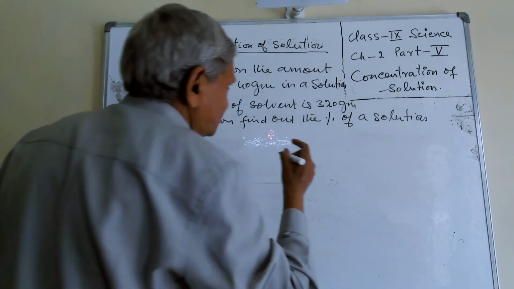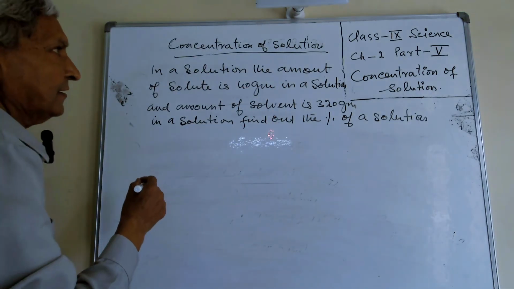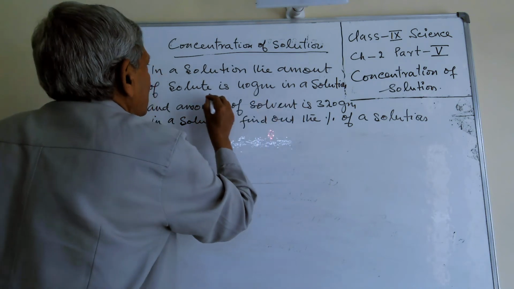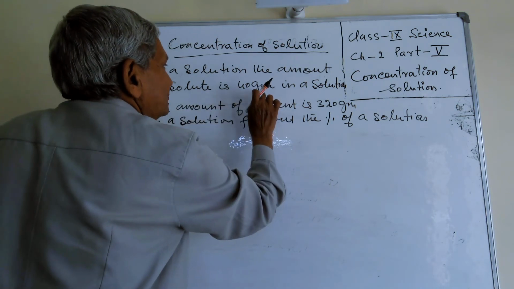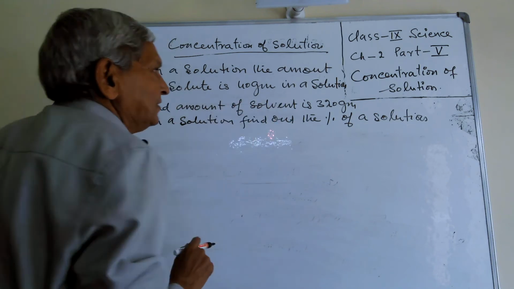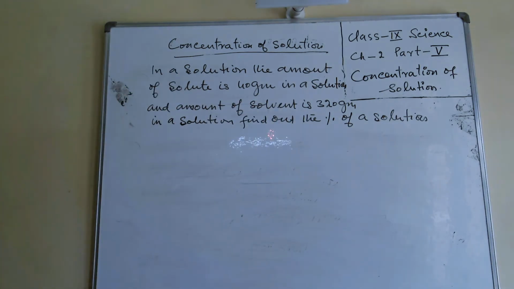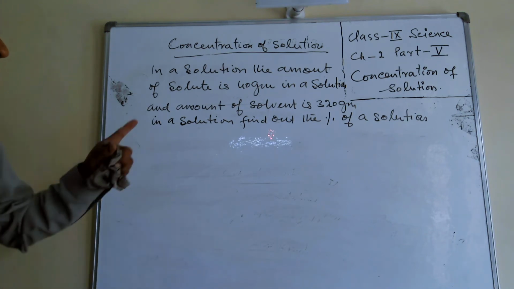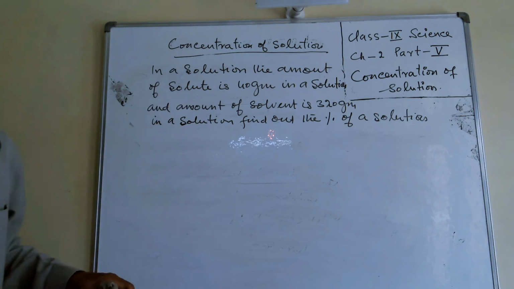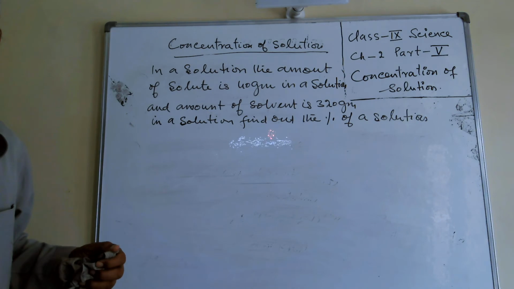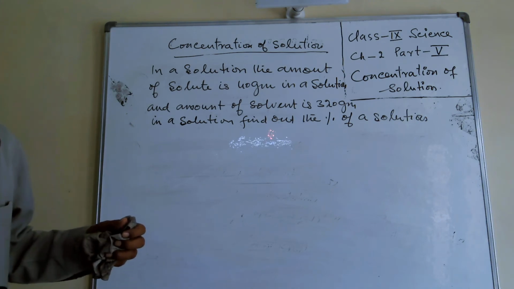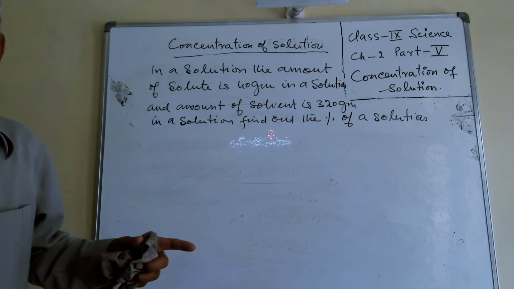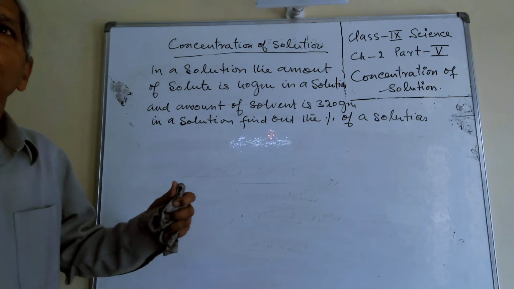Here, my dear student, see here, this is the amount of solute, and this is the amount of solvent. Here, mass is given in both the cases, mass of the solute and mass of the solvent. But in our formula, mass of the solute upon the mass of the solution, we have to find out the mass of the solution. The solution contains two parts, solute and solvent. If you add the mass of solute and the mass of solvent, you will get the mass of the solution.